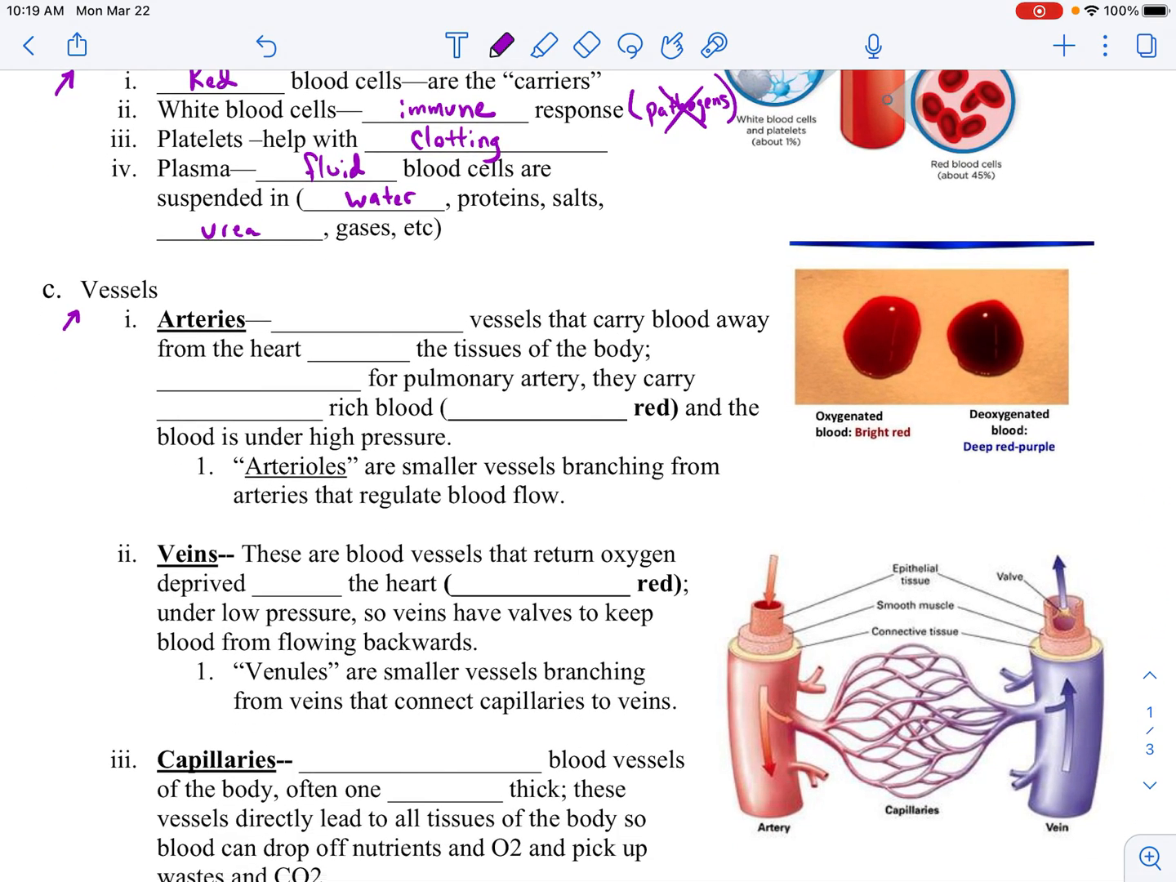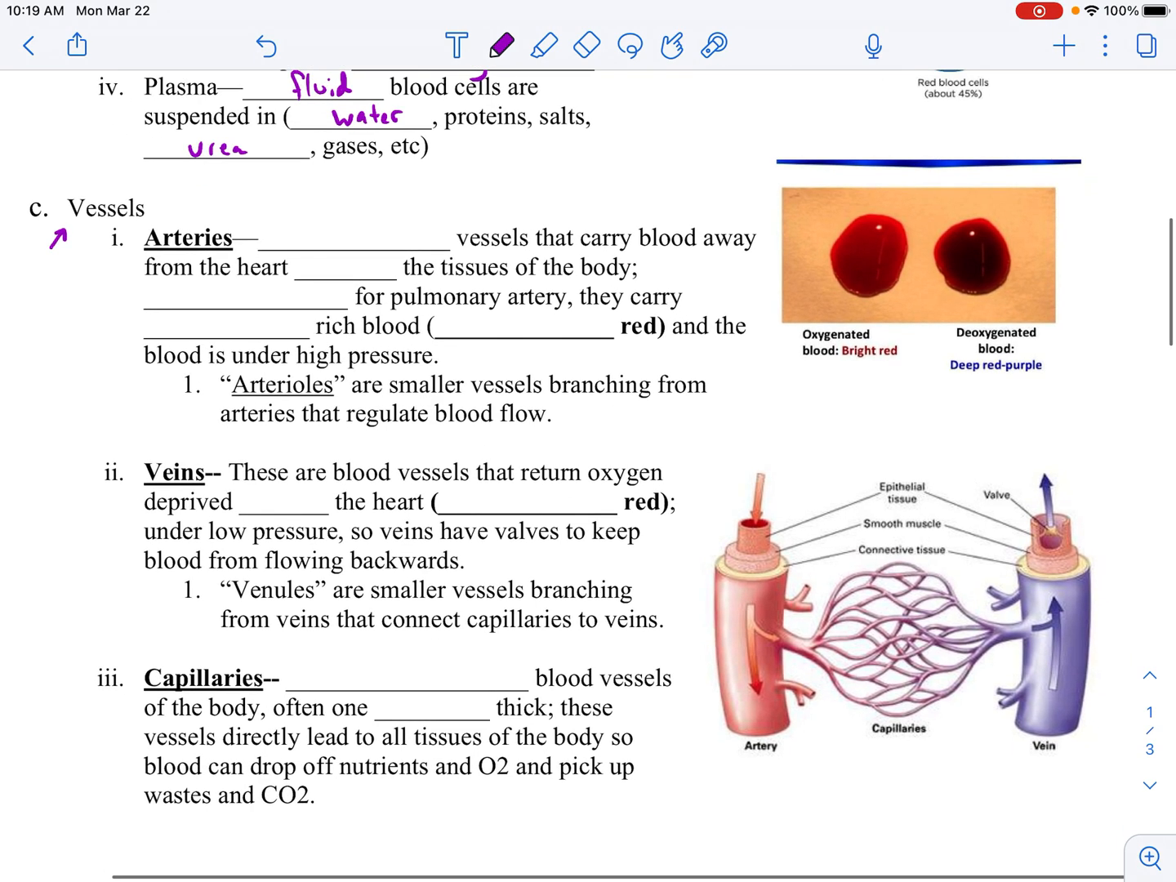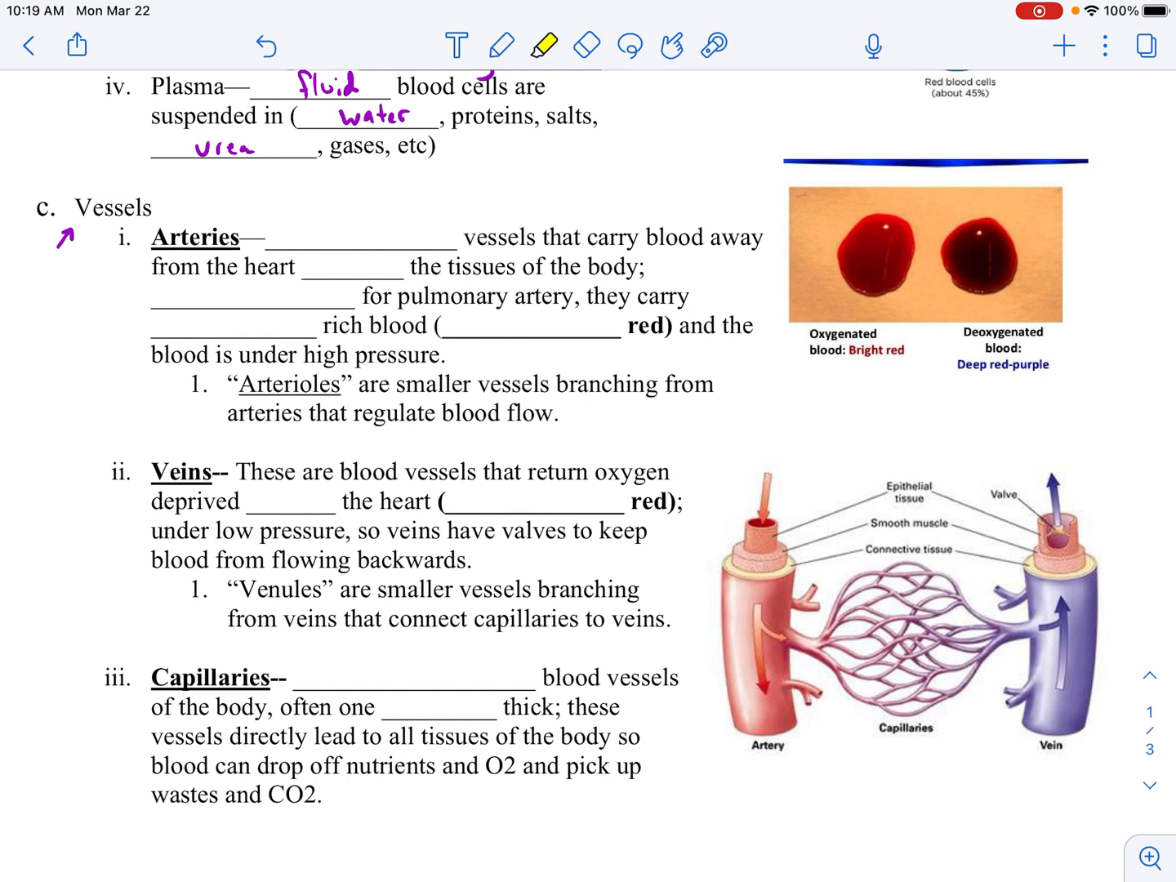Okay, and then your vessels. There are 3 major groups of vessels: arteries, veins, and capillaries.